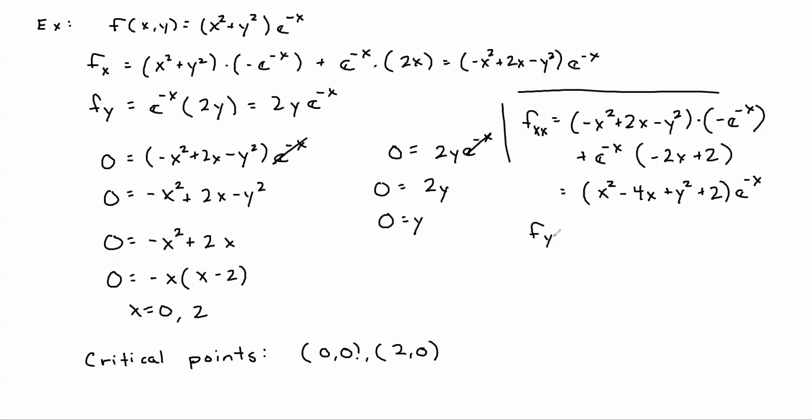And the second partial with respect to y. So differentiate this with respect to y. So 2e to the negative x is all constant. And then the derivative of y is just 1.